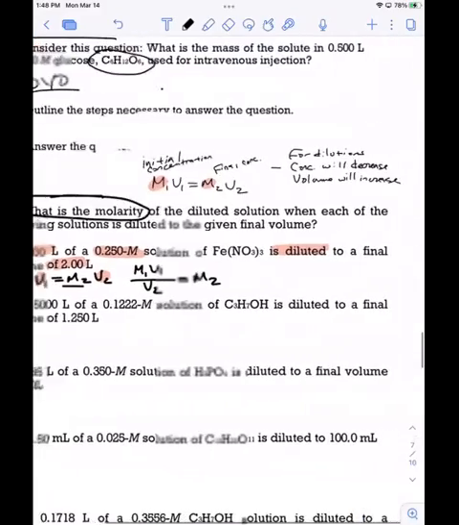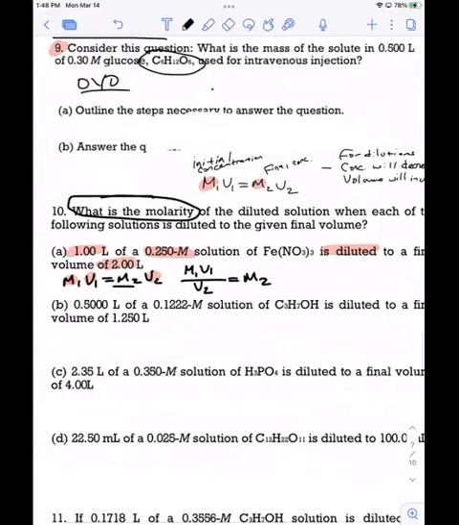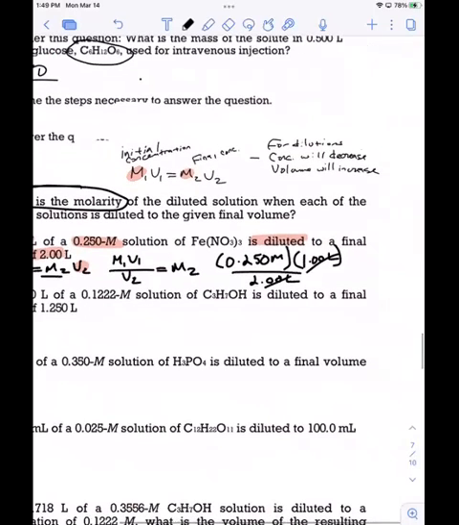So now what numbers are we going to put in here? For M1, we know it's 0.250 molar. V1 is 1 liter. And then V2 is 2 liters. So liters are going to cancel. And then that's basically 0.25 divided by 2, which is 0.125 molar. That's the new concentration. Any questions about that?